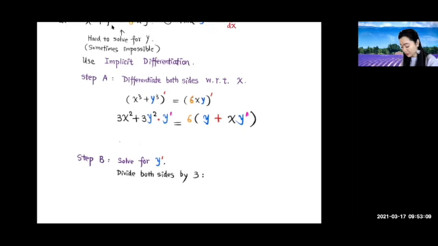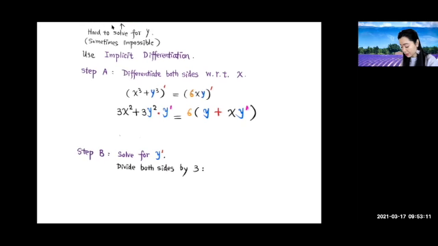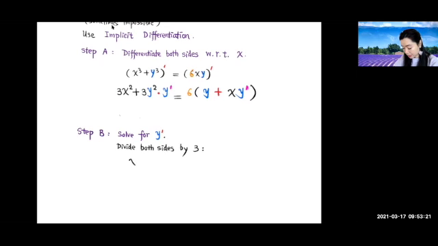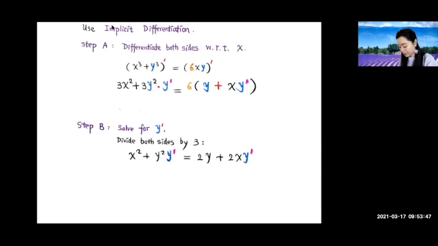So first, I'm gonna divide both sides by 3. Then we're gonna get x squared plus y squared y prime equal to 2 times y plus 2 times x y prime. Okay. All right.